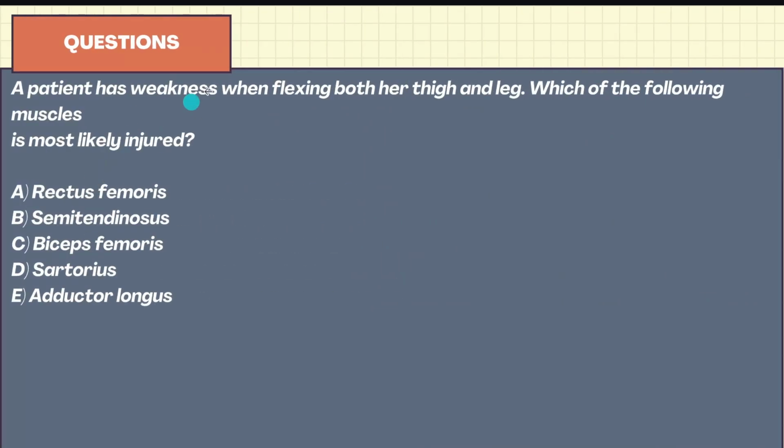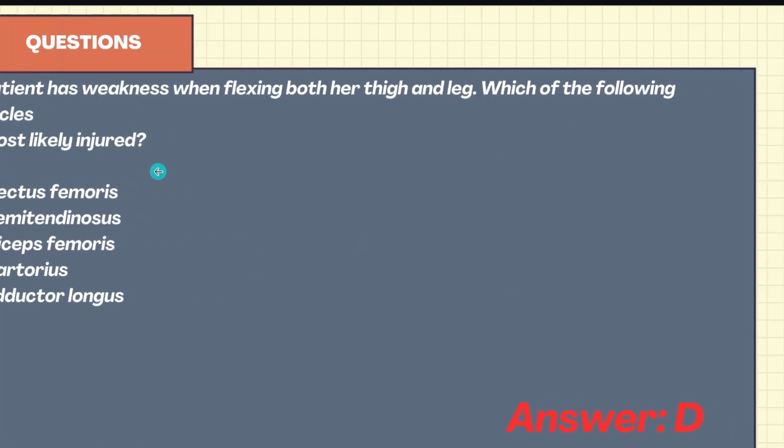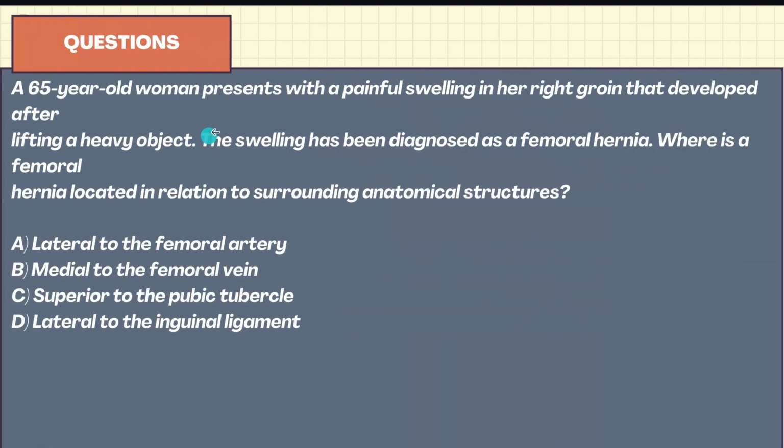A patient has weakness when flexing both her thigh and leg. Which of the following muscles? Which muscles cause both flexion in the thigh and the leg? That's going to be the sartorius. And then lastly, a 65-year-old woman presents with a painful swelling in her right groin that developed after lifting heavy objects. The swelling has been diagnosed as a femoral hernia. How is the femoral hernia located in relation to surrounding anatomical structures?